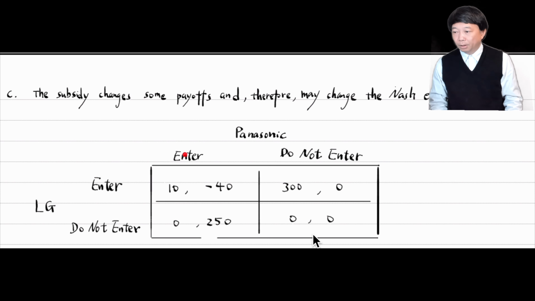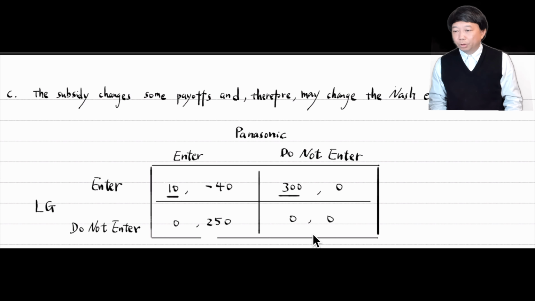Given that Panasonic chooses to enter the market, LG gets 10 if it enters the market, but 0 if not. LG's best response is to enter the market. Given that Panasonic does not enter the market, LG's best response is still to enter the market because it brings a profit of 300 instead of 0 if it does not enter the market. LG has a dominant strategy, that is, to enter the market no matter what Panasonic chooses.